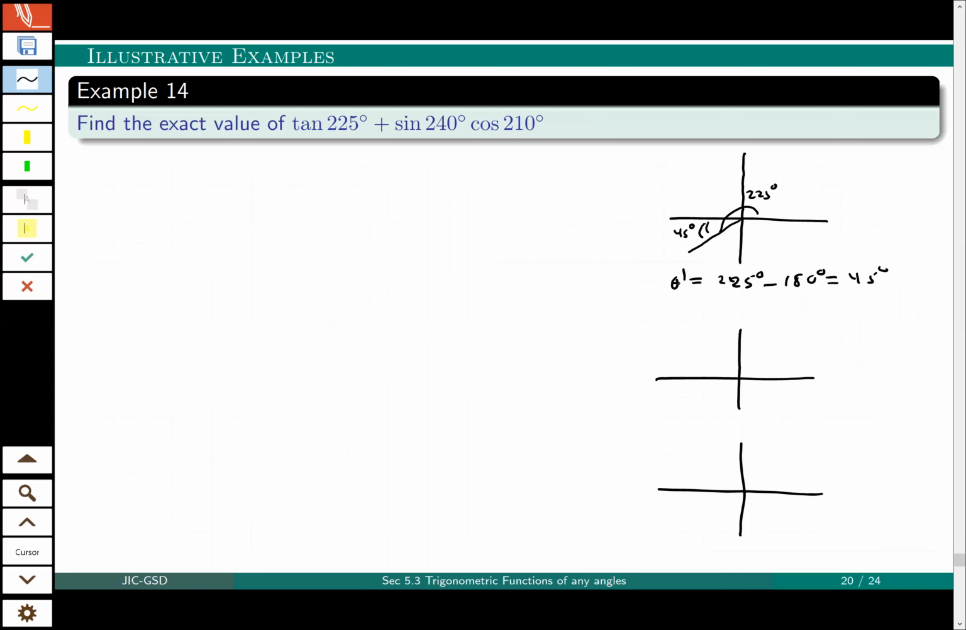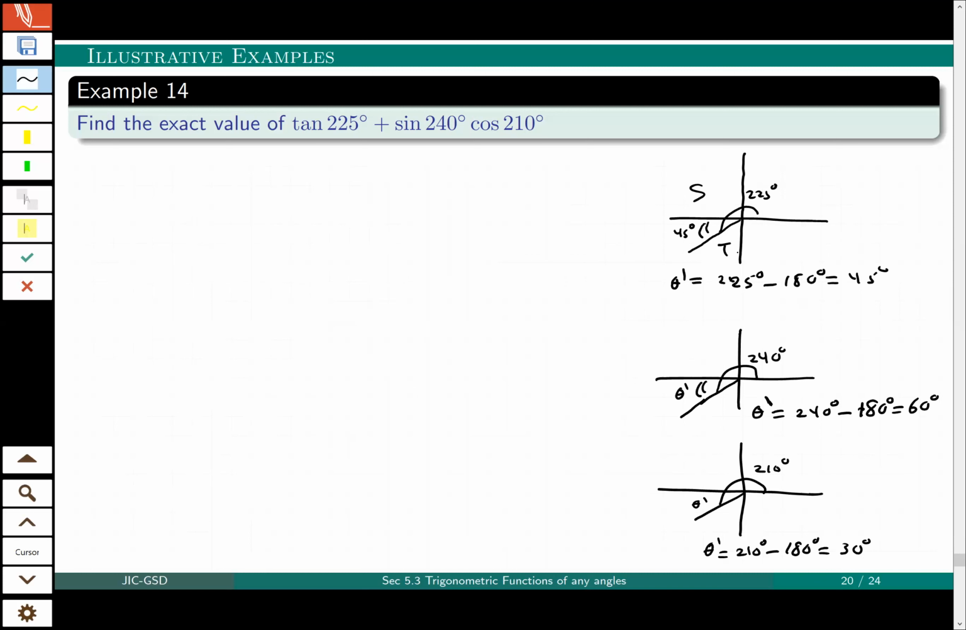Second one, I have 240. Again, it's in quadrant number 3. The reference angle is this one. What is it? It's 240 minus 180. That is 60. Third angle is 210. 210 again is in the third quadrant. So reference angle is 210 minus 180. That is equal to 30.